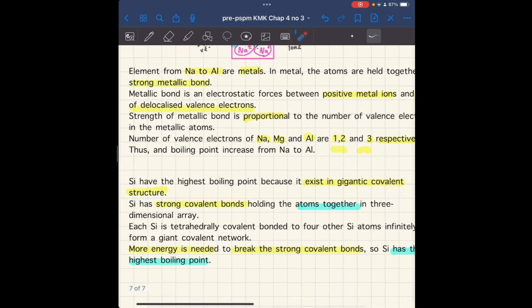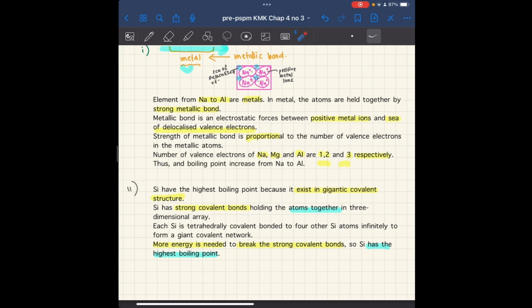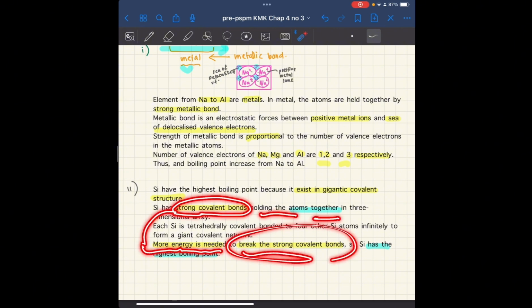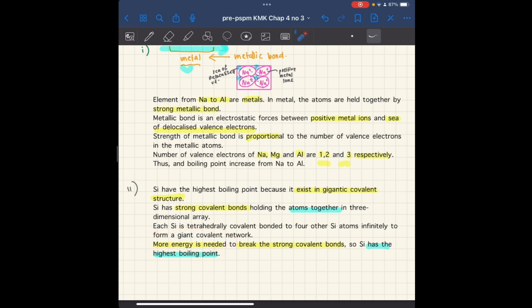So for the Si, why does it have the highest boiling point? First, you have to know what structure the element exists in. For this one, Si exists in giant covalent structure. Therefore, it has strong covalent bonds holding the atoms together. So more energy is needed to break the strong covalent bonds. Therefore, it has the highest boiling point.